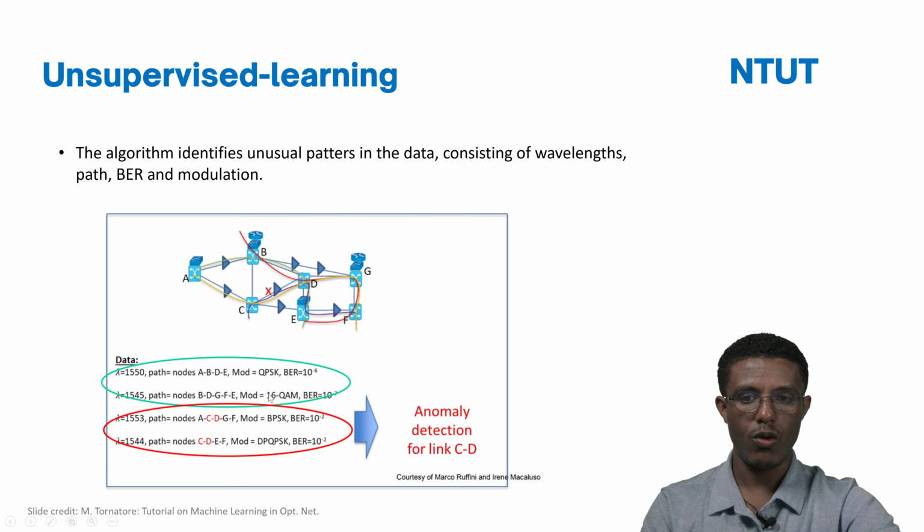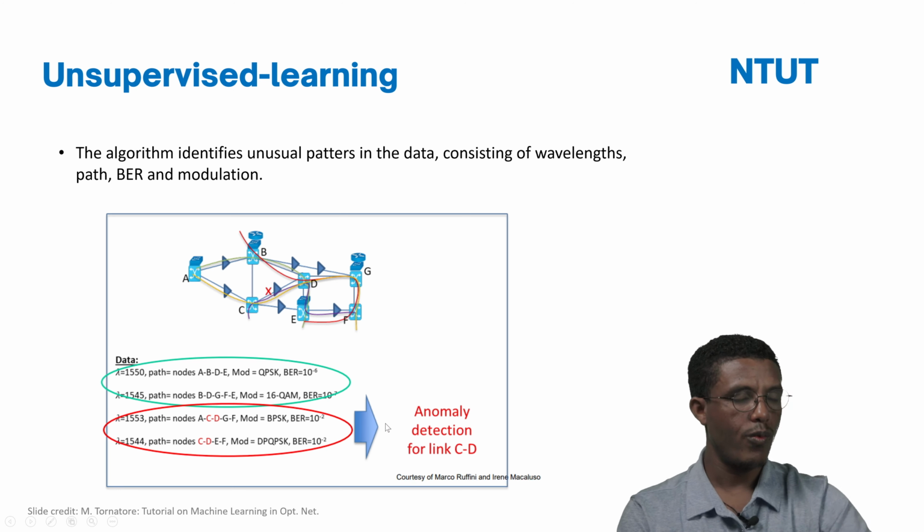The green one shows the paths that achieved the best performance, 10 to the power of -6 and 10 to the power of -7, which is a good performance. And the paths that have an anomaly or a link failure are clustered into one group, where the performance is worse, around 10 to the power of -2.